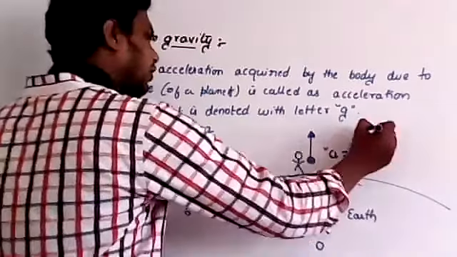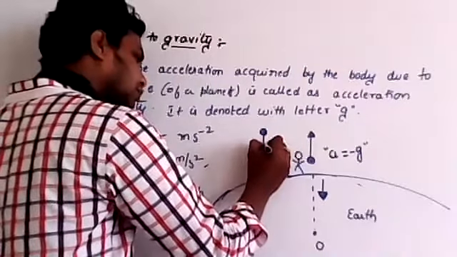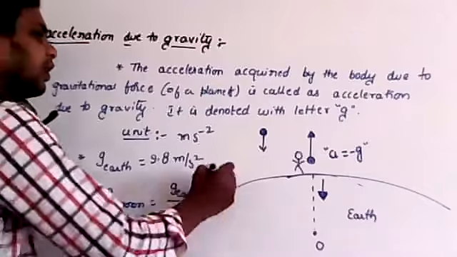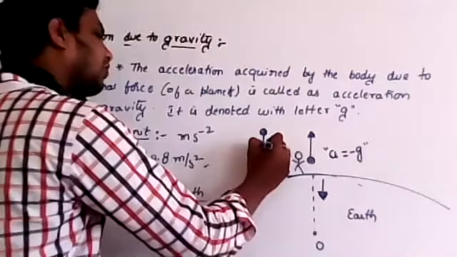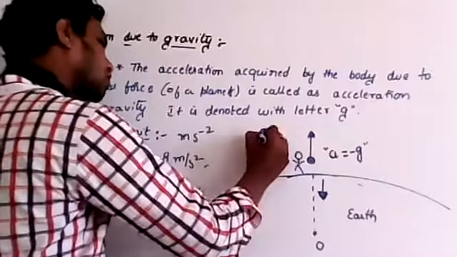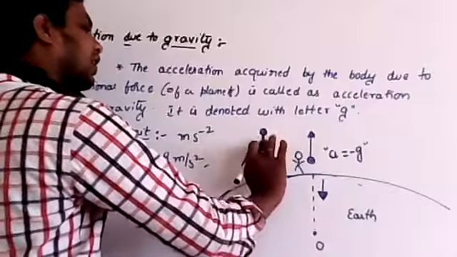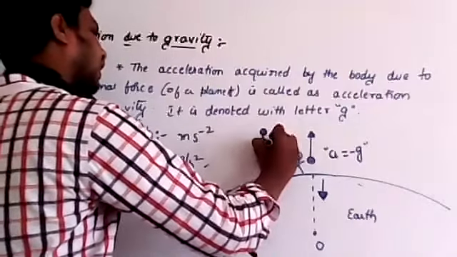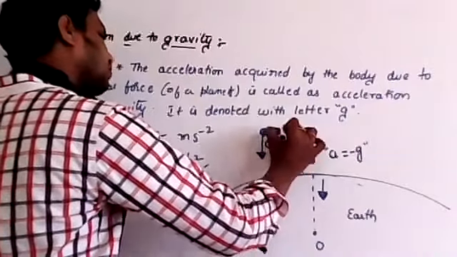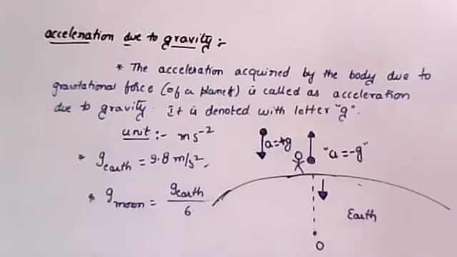Now remember, if any body is falling towards the earth, for example, a body freely falling towards the earth, it is falling towards the earth and acceleration due to gravity is also in the same direction. In such a case, you have to take acceleration due to gravity as a equal to plus g. Understood this point?